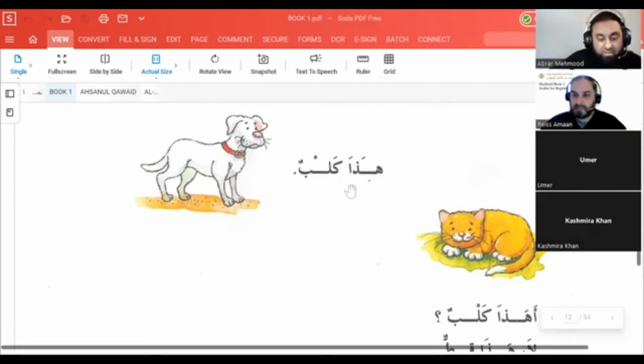Sure. Haza kalbun. Is this... sorry, I can't remember. I don't know what the meaning of kalbun is. Look at the picture on the left-hand side. Is it a dog? Yes. Haza kalbun, this is a dog. Very good.